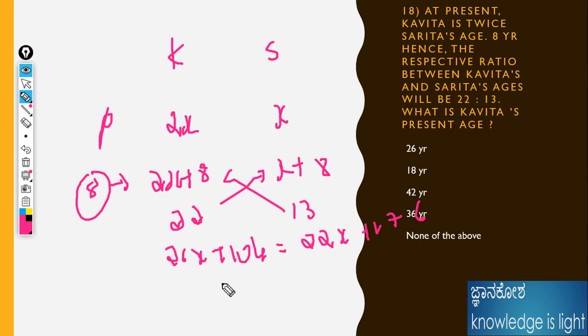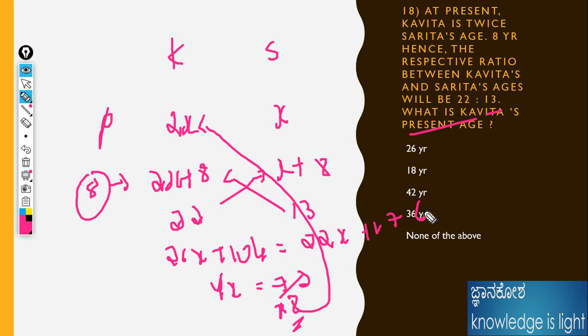Therefore 26x minus 22x is 4x, and 104 minus 176 is 72. Therefore 4x equals 72, x is 18. What is the question asking? Kavita's age they were asking. What is Kavita's age? Present 18 times 2 is 36. If the question is asking for Sarita, then the answer would be 18. Here both options are given, 18 and 36. The answer is 36 for this question.